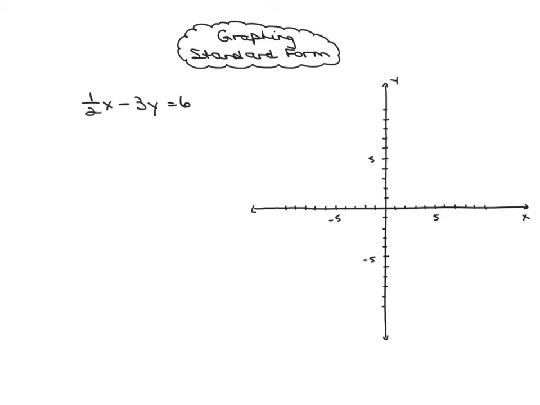Because I'm in standard form and it's so easy to find the intercepts, I'm going to use the intercepts to graph this equation. I'm going to have a table to collect my X and Y intercepts. And let's start with the y-intercept, and this is when x is equal to 0.